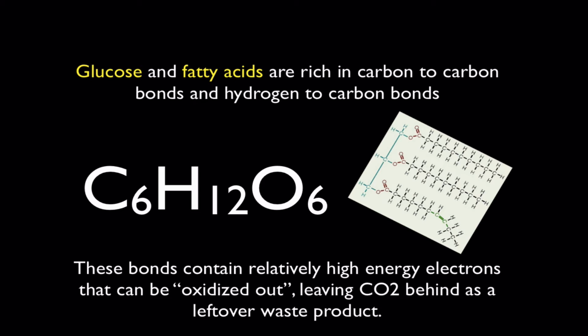And these two molecules are rich in carbon-to-carbon bonds. So they have lots and lots of carbon-to-carbon bonds, and they have lots of carbon-to-hydrogen bonds. And these bonds are relatively high in energy, and this energy can be extracted in a process called oxidation. Remember, oxidation is taking away electrons and leaving behind a waste product, which we can call carbon dioxide.